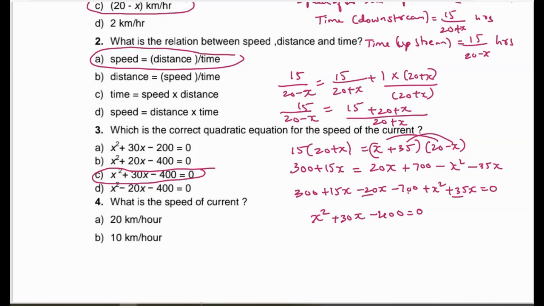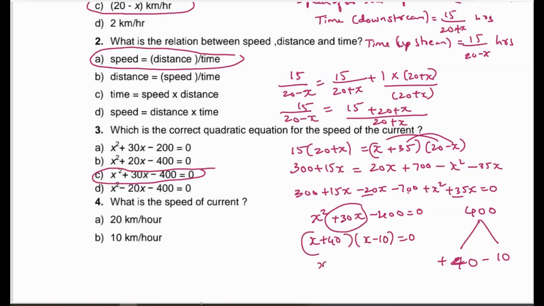Then what is the speed? We have to find the factors of 400 to find the speed. 40 times 10 is 400. The bigger number will take the plus sign, and the other is minus. So it will be x plus 40, x minus 10 equals 0. So x will be minus 40 and x will be plus 10. We will not take the negative value, so the x value will be 10. So the speed of the stream is 10 kilometer per hour.